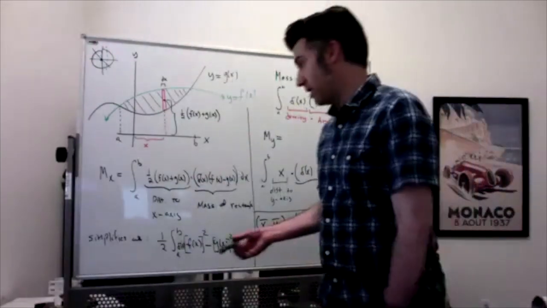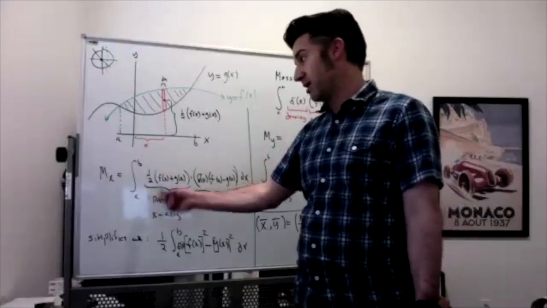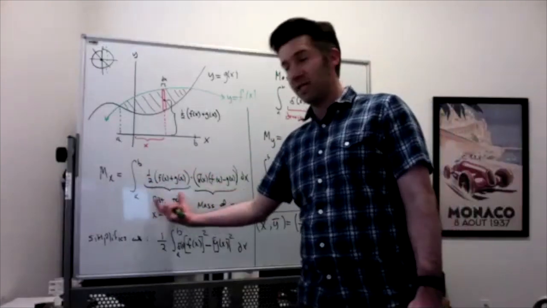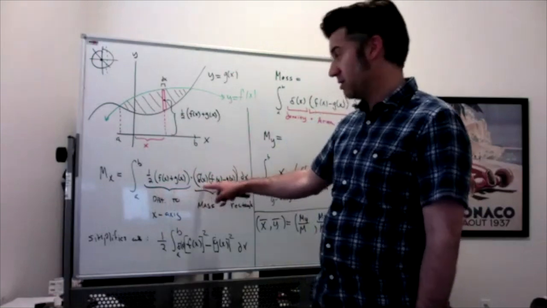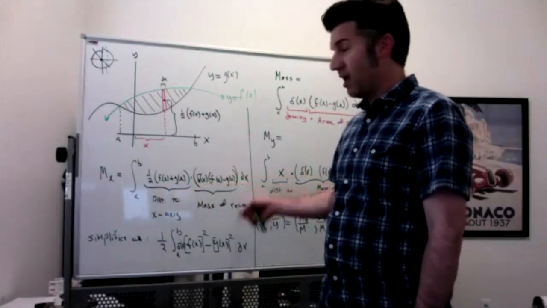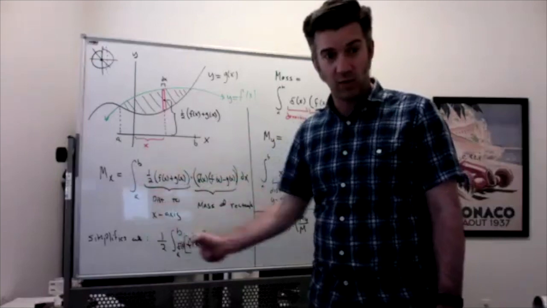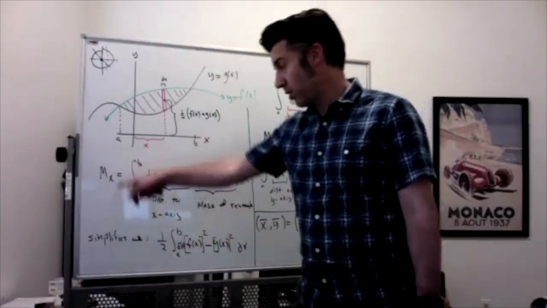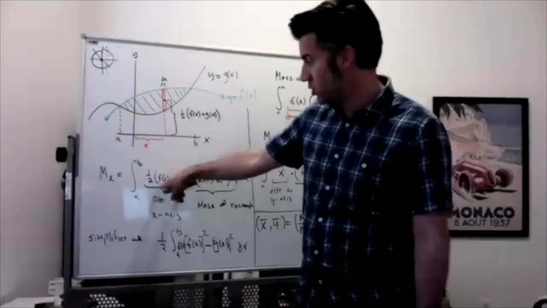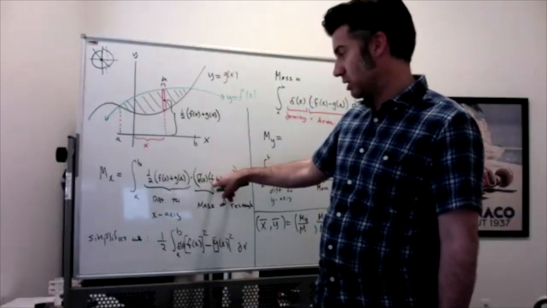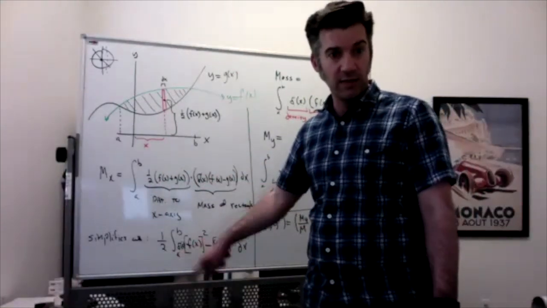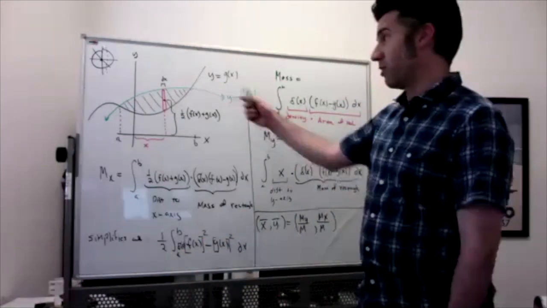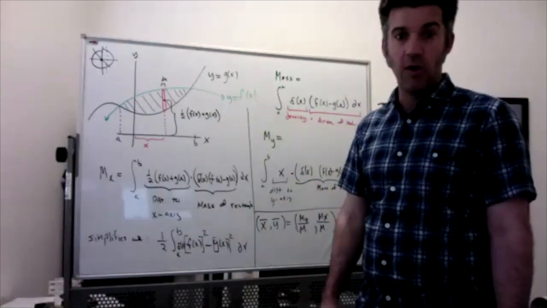So we end up getting that the moment around the x-axis is the integral of the distance to the x-axis, which is 1/2 (f plus g), times the density times f minus g times dx. And then we usually simplify this equation. We bring out the 1/2, and f plus g times f minus g is f squared minus g squared. And then we have the density right there. So this is the formula for the moment around the x-axis.